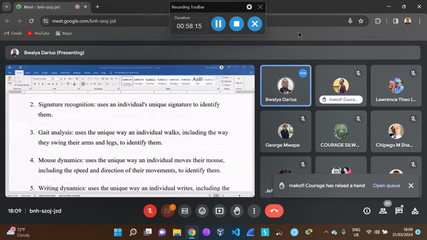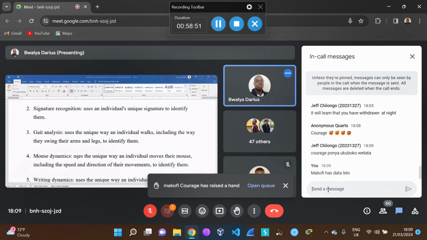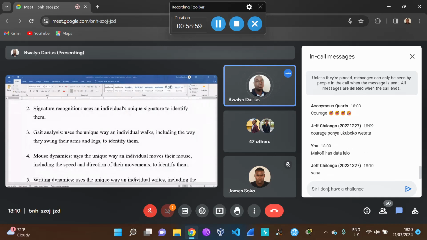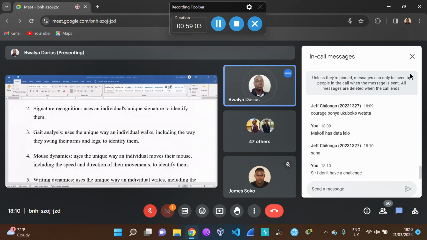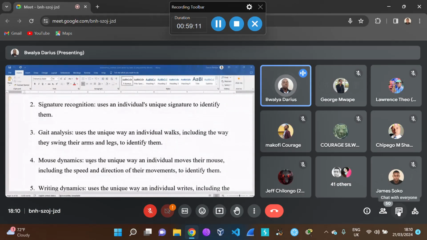So even this one, can you imagine? It's interesting how these guys can include this one, right? Mouse dynamics uses the unique way an individual moves their mouse, including the speed and direction of their movements, to identify them. Clicks. So maybe James Soko may have a challenge using a keyboard, but with the mouse, he's an expert. Clicking here and there. You haven't even seen where he has clicked. You just see windows closing and opening and so on. Some people are like that. You see windows moving about here and there. With mouse clicks, the system is able to learn about such things.